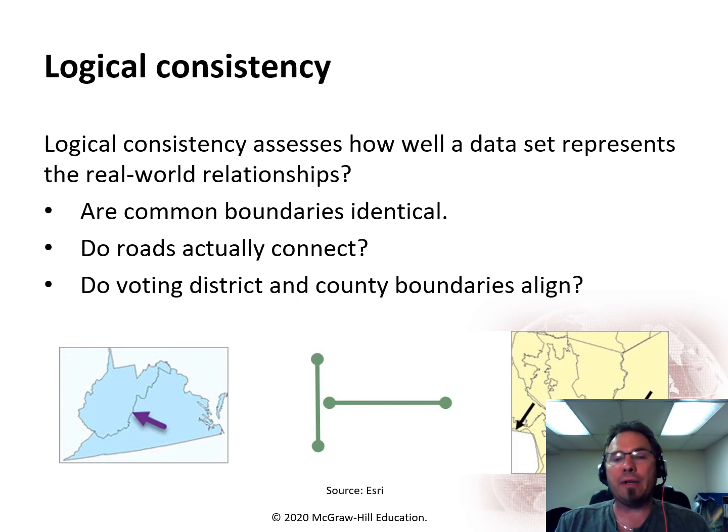Are the boundaries identical? For example, if I'm mapping states, the boundaries should line up exactly. There shouldn't be gaps. There shouldn't be overlaps. They should map exactly next to each other. When you drive from Milwaukee to Illinois, there's no gap between them, although sometimes maybe we wish there was. There's no gap between the two states. It's a continuous road when you cross from one polygon into another.